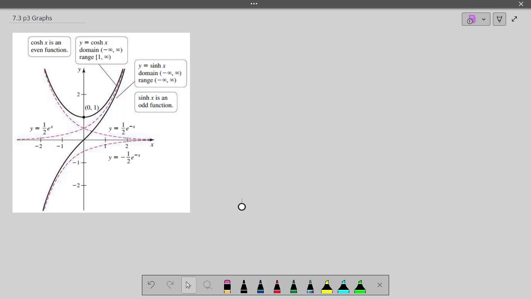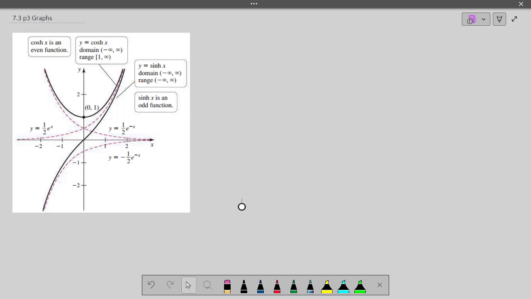Knowing these graphs tells us two pieces of information. If we know that the primary identity is cosh squared minus sinh squared, this reinforces that. Cosh is above sinh, so if you square it, you'll get a positive number. If you were to do sinh squared minus cosh squared, you would end up with a negative number. So this picture at least helps us remember the order, that cosh comes first. Cosh squared minus sinh squared is 1.